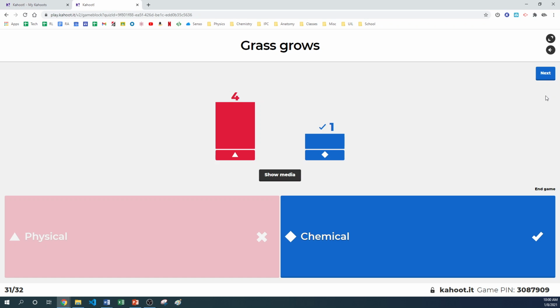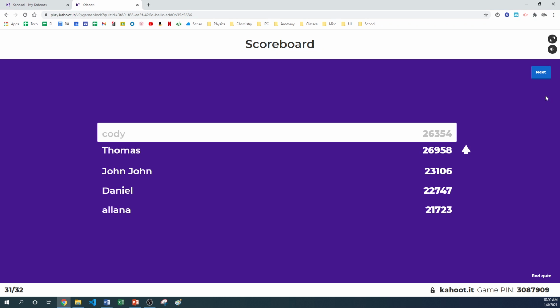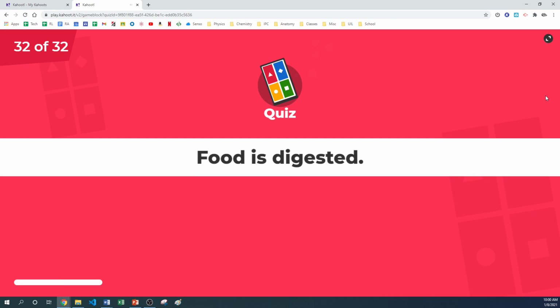If there was like 1 second left, I would have chosen physical. So grass growing is most definitely a chemical process. It's metabolism. When you grow, do you just magically stretch out, or do you have to eat something? All right, last one. Last question.